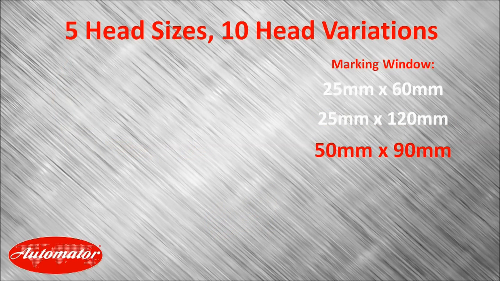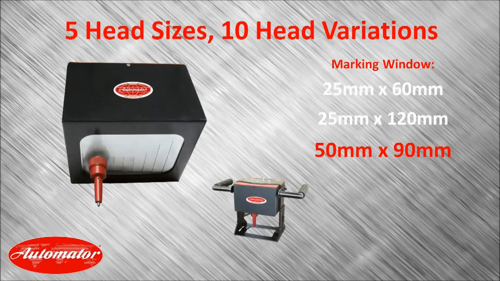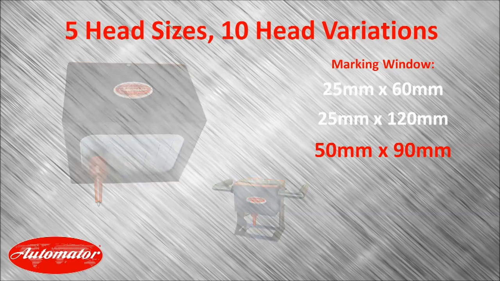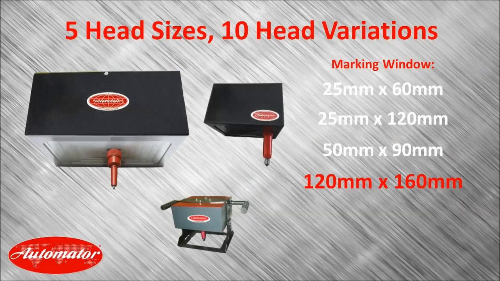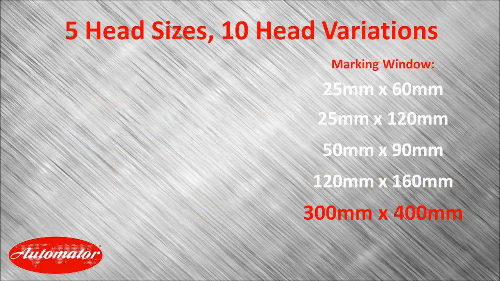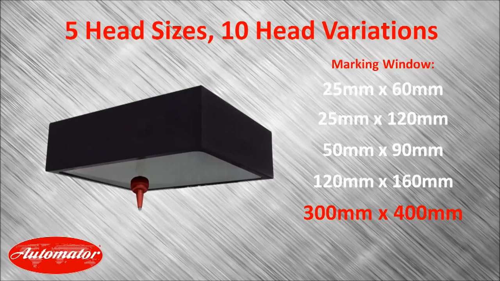The third option is the 50mm by 90mm marking window. This is the most commonly used option and ideal for just about any application. The next size up, the 120mm by 160mm, as well as having the standard integration and handheld options, has a deep marking option with larger valves that allow it to get deeper into those marks. And lastly, for those really large marking jobs, there is one head that is a 300mm by 400mm.